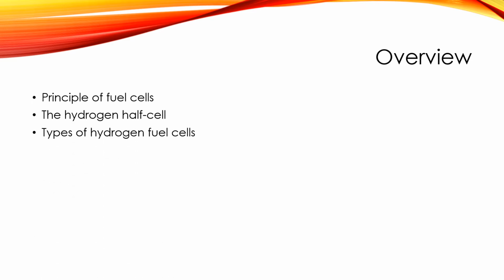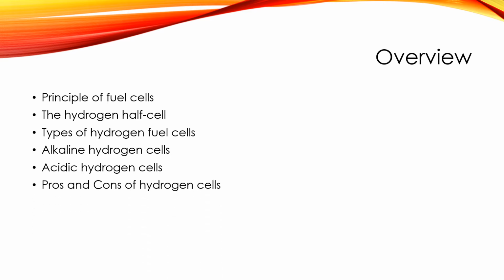I'm going to give you a quick overview. So firstly, we're going to speak about the principle of fuel cells, then the hydrogen half cell, types of hydrogen fuel cells, specifically two types, the alkaline hydrogen cells and the acidic hydrogen cells, and then finally we're going to speak about the pros and cons of hydrogen cells.